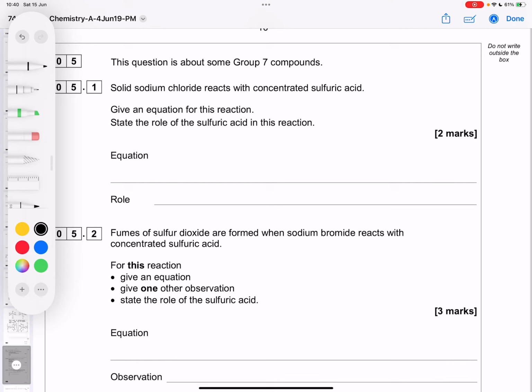This question is about some group 7 compounds. Solid sodium chloride reacts with concentrated sulfuric acid. So this is memory work. You need to remember that chloride ions are not a powerful enough reducing agent to reduce sulfuric acid, and so all they do is react in an acid-base reaction.